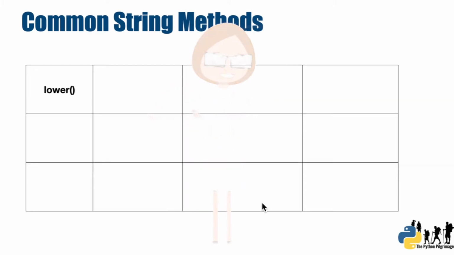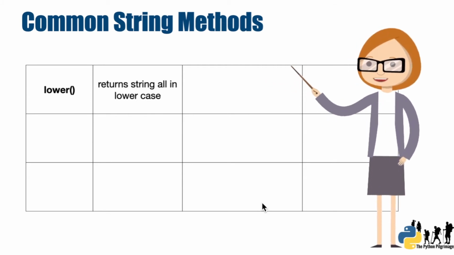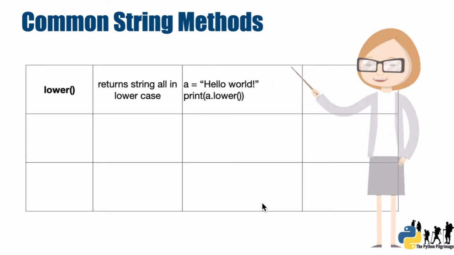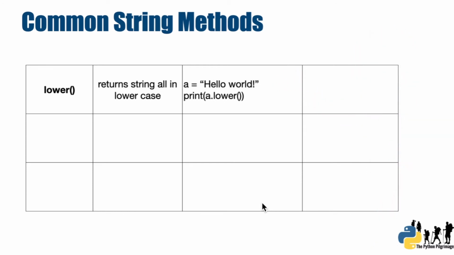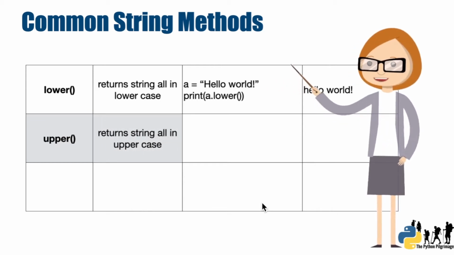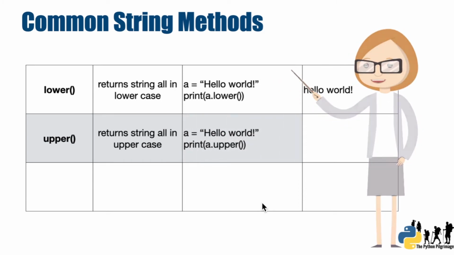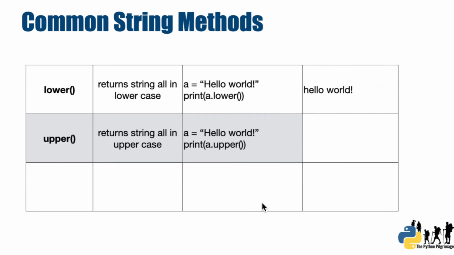Next is lower. Lower returns the string all in lowercase. So if you print out "Hello World" with capital H and then use the string method lower, you get "hello world" all in lowercase. You can use upper, which basically does the opposite. It returns a string in all uppercase. So if you print out "hello world" and you use the upper method, you get "HELLO WORLD" in all caps.